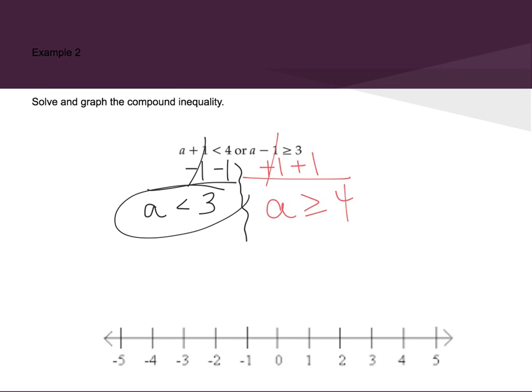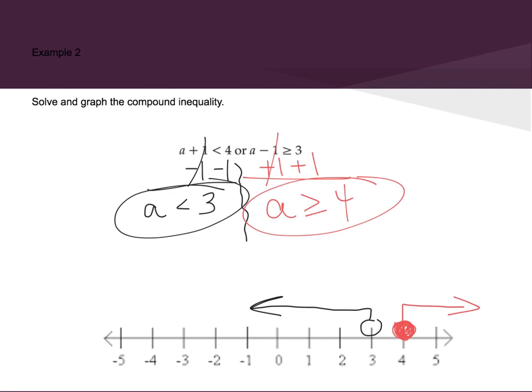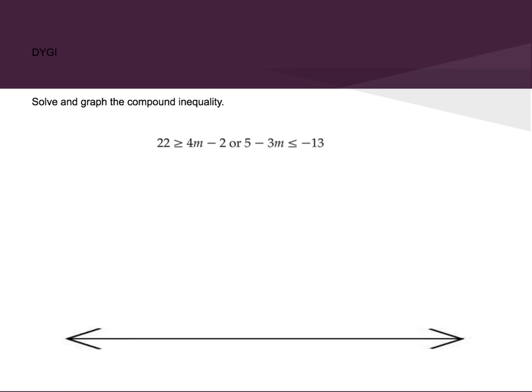So let's graph a is less than 3. I have an open circle above the 3, and I'm going to shade to the left. Okay, and then for a is greater than or equal to 4, I'm going to color in the circle above the 4, and since it's greater than, I'm going to shade to the right. And that is our union.